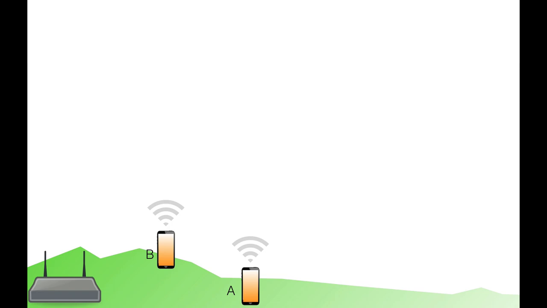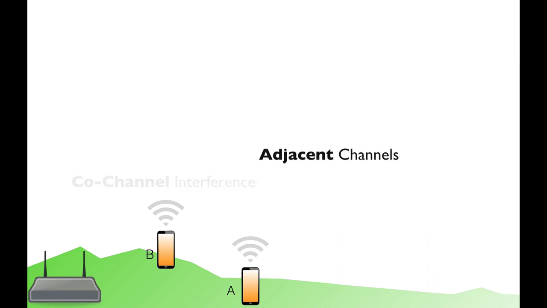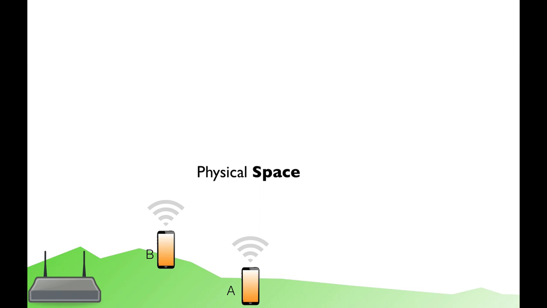Your Wi-Fi throughput can vary for different reasons: noise, misconfiguration of the access point, co-channel interference, adjacent channels, and so on. But one of the main reasons is obstacles in your physical space, obstacles that will make your RF signal reflect and propagate in different directions.